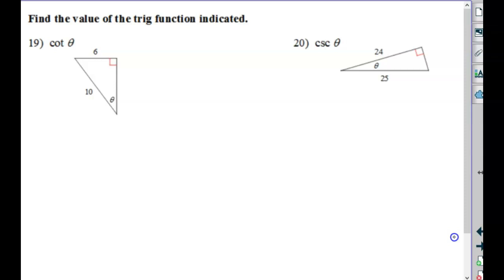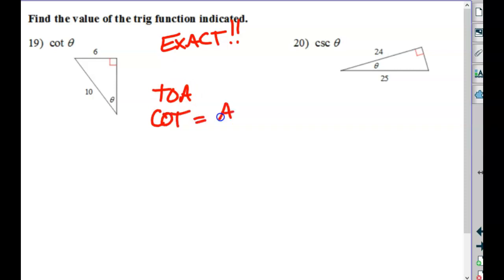This one wants the value of the trig function, and that means exact as a fraction. So if we need that third missing side, we're going to have to do what? There's one class where I always said quadratic formula when we needed Pythagorean theorem. So now I'll say quadratic formula, okay? We need to do Pythagorean theorem possibly to find that other side. Cotangent, you need to memorize these, okay? Tangent was TOA, so cotangent flips that over, and cotangent becomes adjacent over opposite.